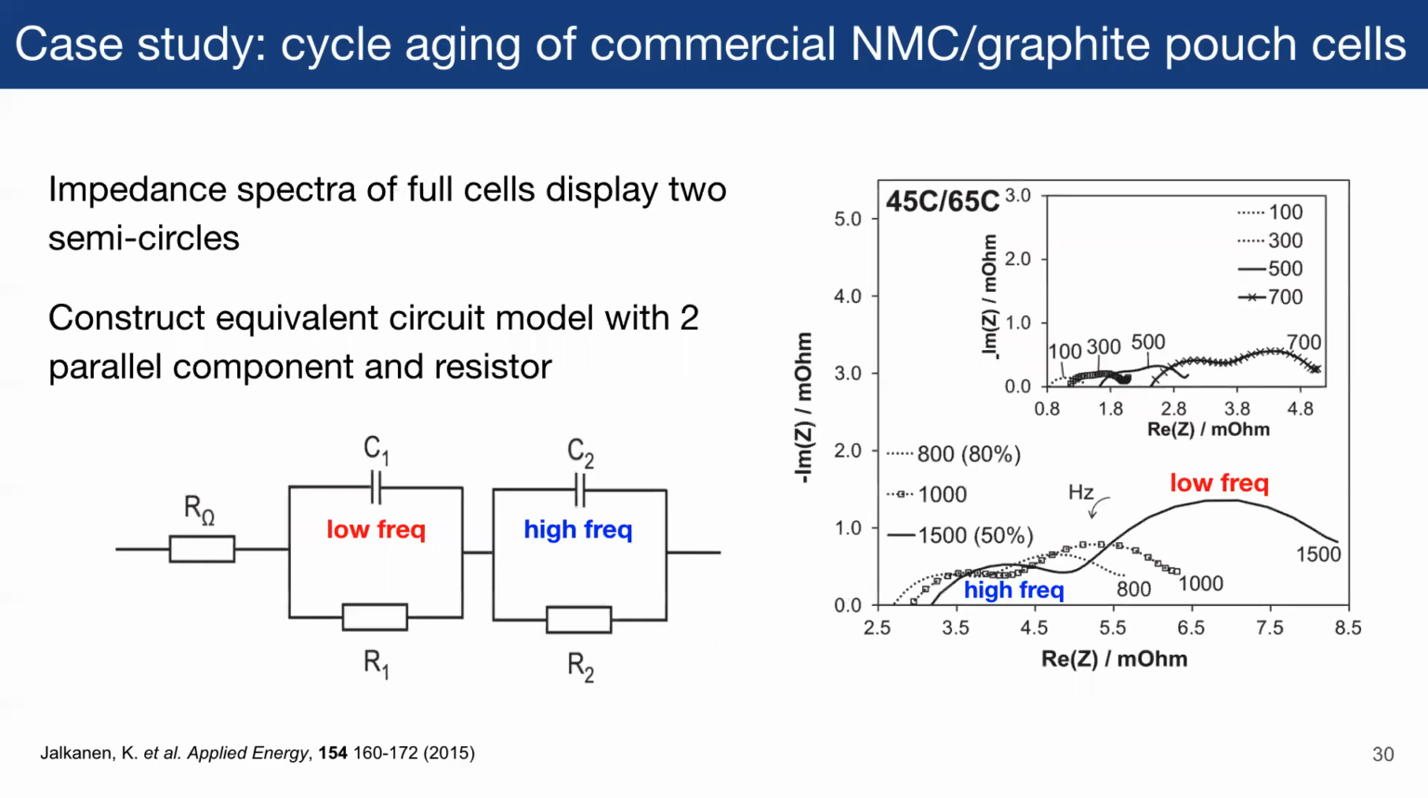So what they were able to see in their initial measurements were two semicircles in their measurements. So we know that when we have two semicircles, that means that we have two sets of parallel circuits. And so what they fitted, and because we're starting here at a non-zero value of resistance, they added a resistor in front. So our initial resistor allows us to offset to a real value of impedance. And then our two semicircles allow us to fit a low frequency component and a high frequency component, as you can see.